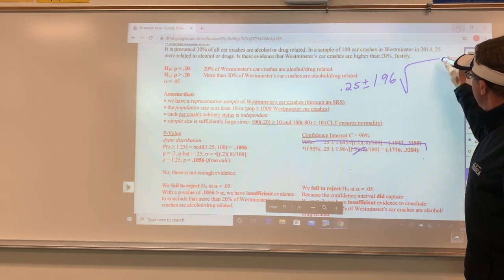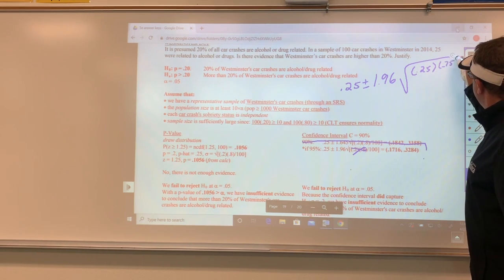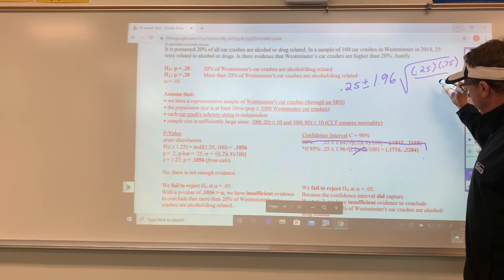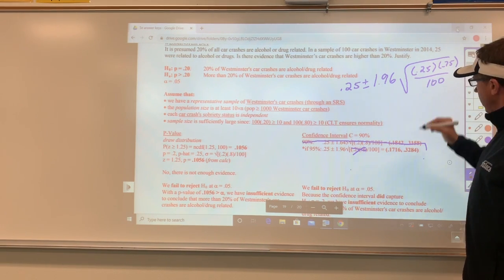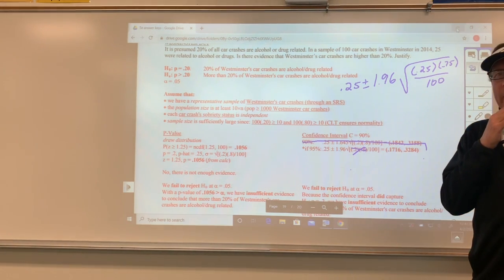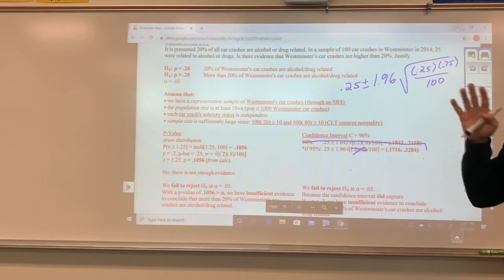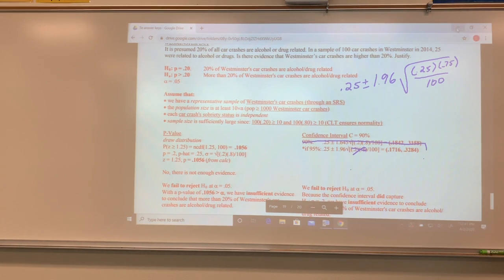And you're going to write in 0.25 times 0.75 over n, which is 100. Now, it's interesting in the answer key that I had, a lot of people ask, where did the 0.2 and the 0.8 go? That was part of the H0, which you still see up there.